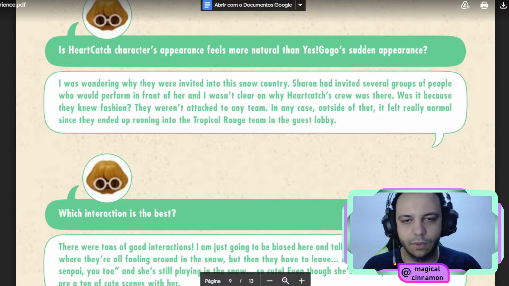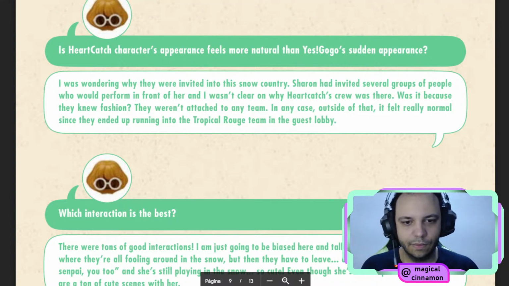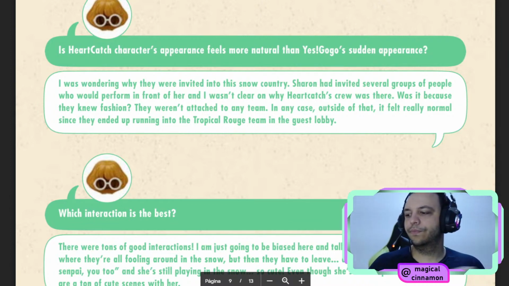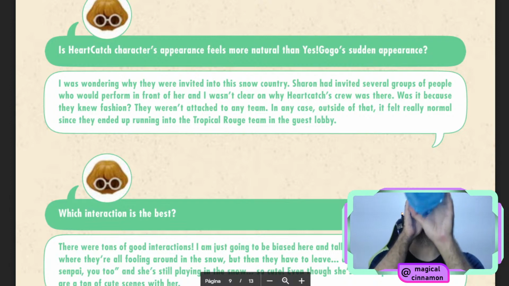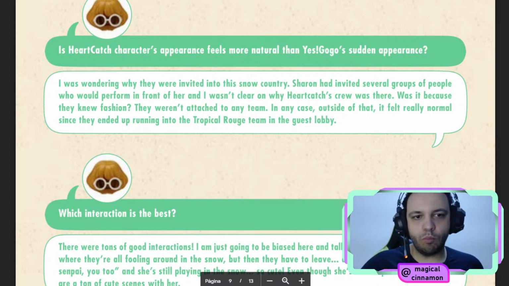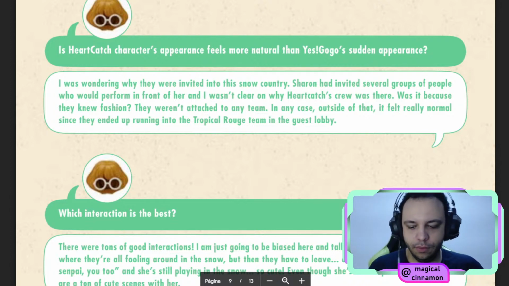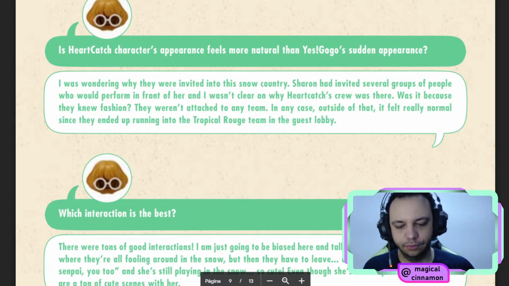Lance asks, is Heartcatch characters' appearance more natural than in Yes Go Go with the Healing Good? And she says, I was wondering why they were invited into the snow country, which we saw. Laura gets an invitation from Sharon. Sharon had invited several groups of people who would perform in front of her, and I wasn't clear on why Heartcatch's crew was there. Was it because they knew fashion? They weren't attached to any team. In any case, outside of that, it felt normal since they ended up running into the Tropical-Rouge team in the guest lobby.